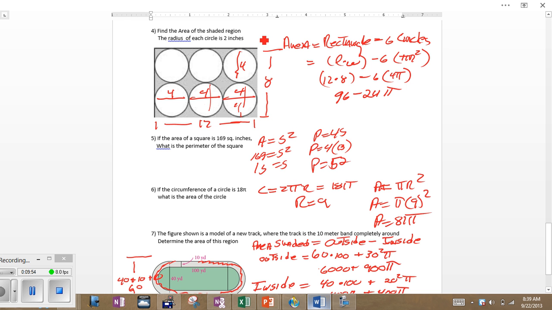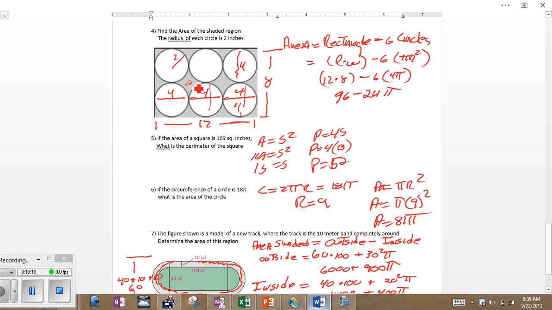Each circle has a radius of 2, diameter of 4. 4 diameter, 4, 8, 12 is the base of this rectangle. 4, 8 is the width. So the rectangle is 12 by 8.